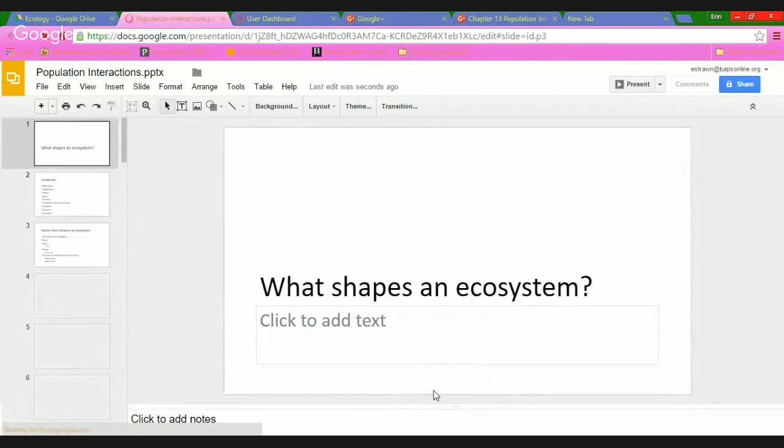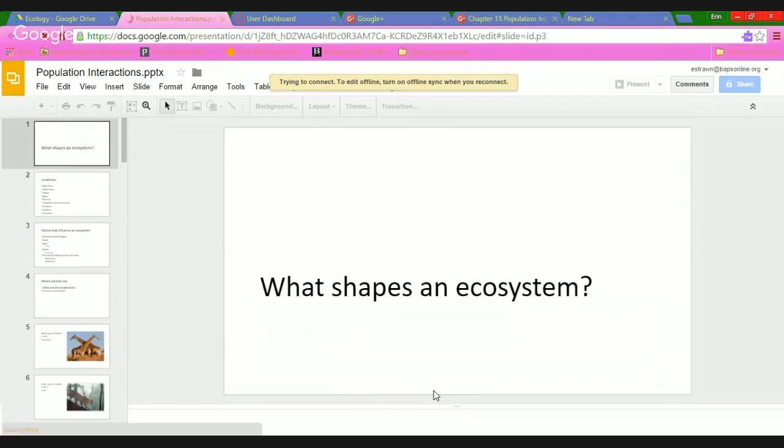Hello. So this is the lecture that you guys missed part of on Wednesday that preceded the activity where you were supposed to find the symbiotic relationships using emojis.